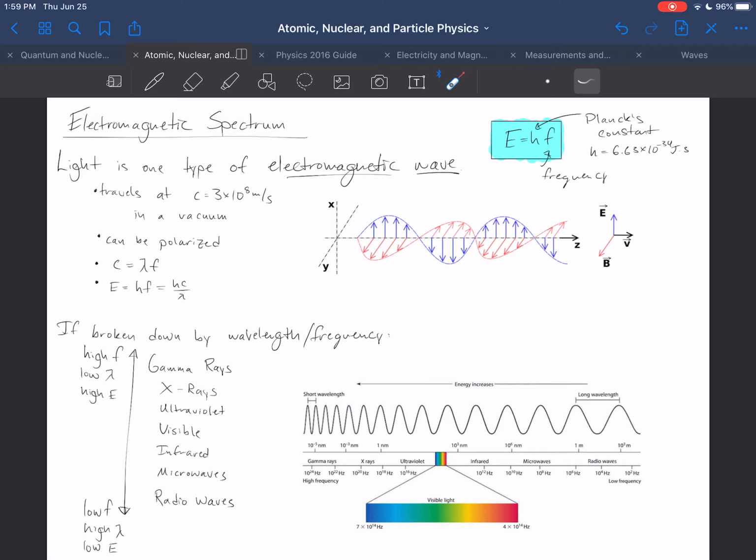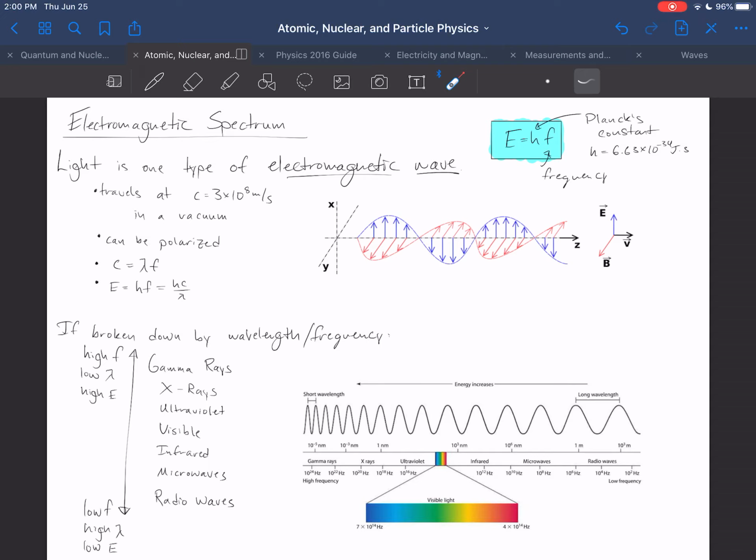They all travel at speed c equals 3 times 10 to the 8th meters per second, which is one of the postulates of the theory of relativity, which we will discuss a little bit of later in the unit. We know that they can be polarized because they are transverse and not longitudinal waves, and we know that the speed of the electromagnetic wave is equal to the wavelength times the frequency. In what is known to the IB as the wave equation, c equals lambda f.